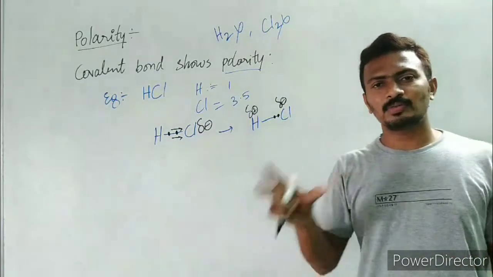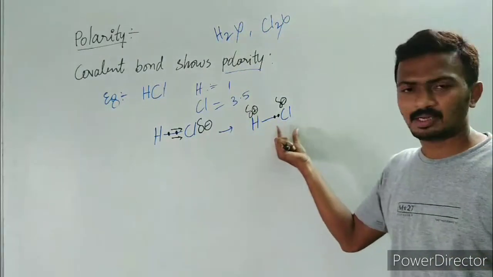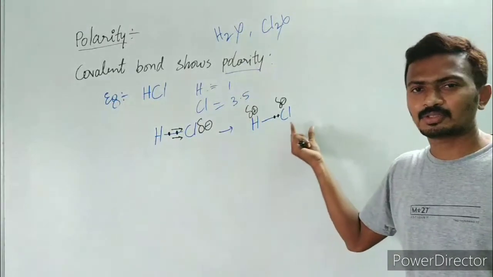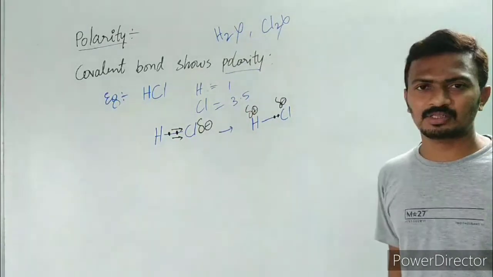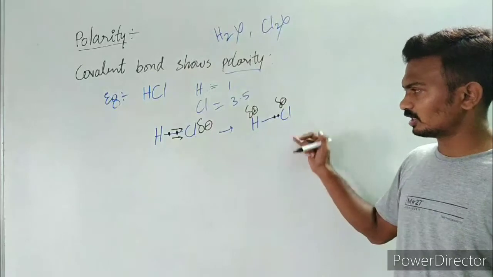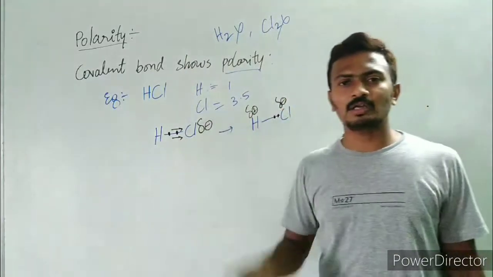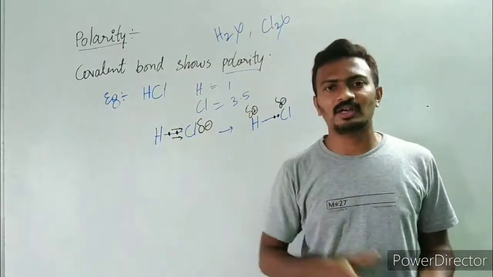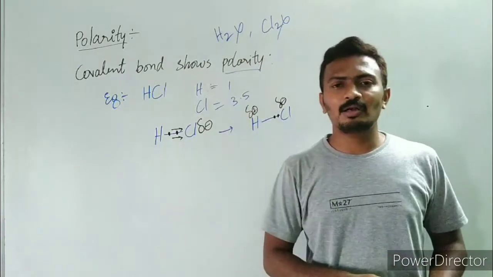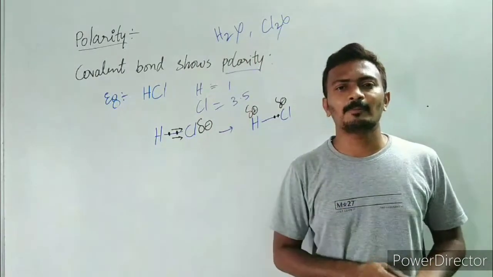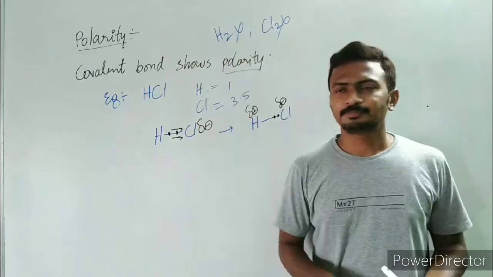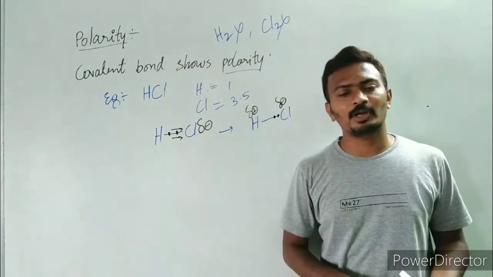due to which the shared electrons in the molecule will move towards a particular atom and it is going to acquire negative charge. This is known as polarization. Due to this polarization, these covalent molecules are going to show different chemical behaviors, different chemical properties. Right? Is it clear about polarity, polarization?